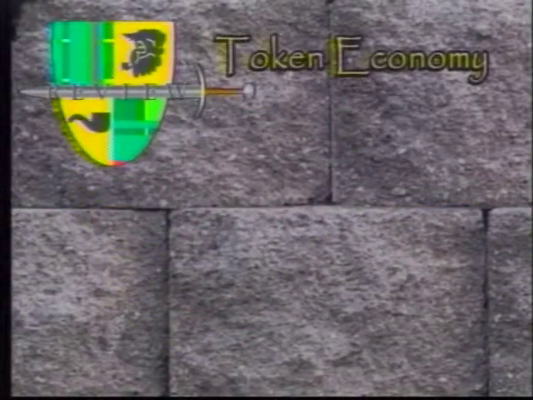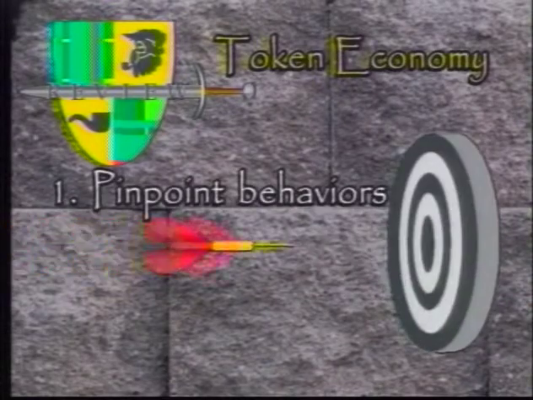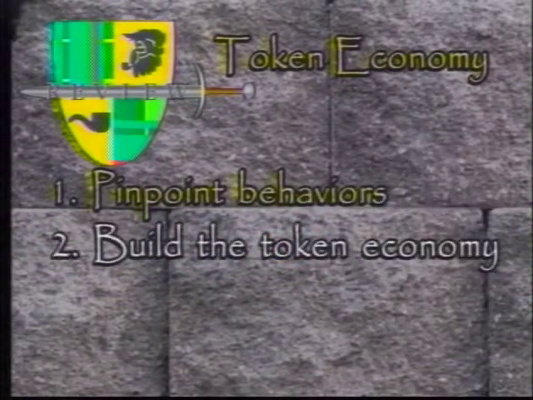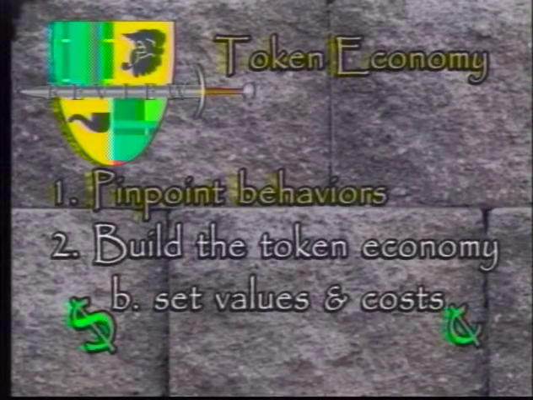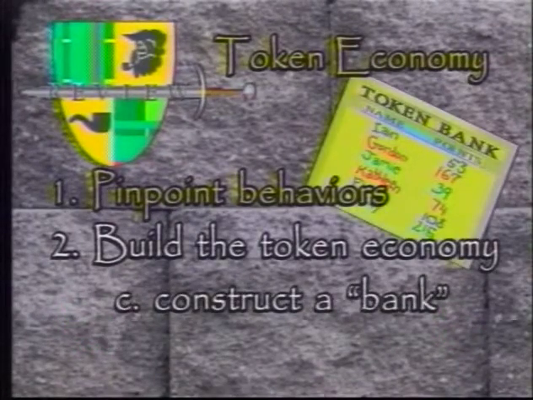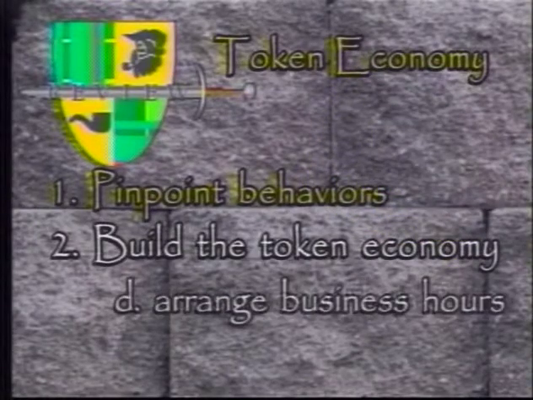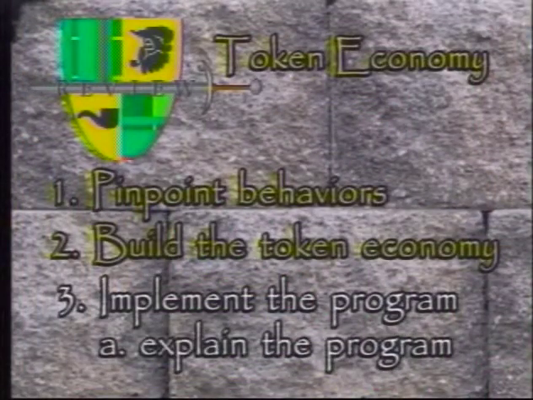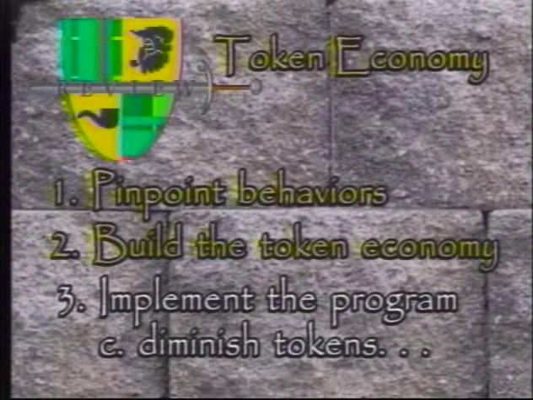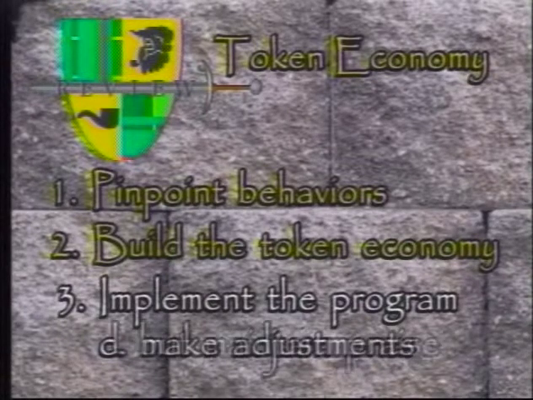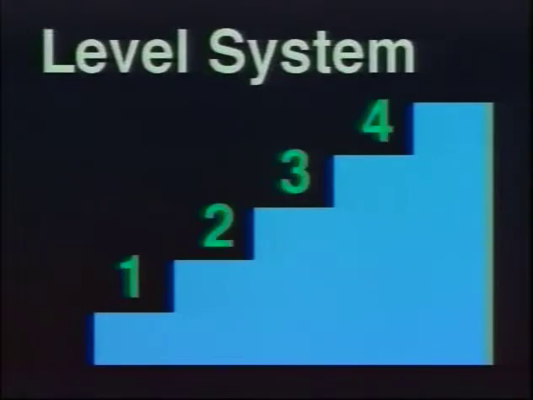All right, let me see if I understand all you've said. First, I pinpoint the behaviors I want to change. Then I build me a token economy. This includes selecting tokens and reinforcers, setting their values, making a system to keep track of them, and finally, putting up business hours. Then I'm set and ready to explain the program to the lads and lassies. Now during class, I can start giving tokens and praise, being sure to exchange. And when they're doing real fine, I'll gradually fade the tokens but continue praising as before, and making adjustments as needs be. Oh yes, and be using a level system if my lads and lassies are needing it.